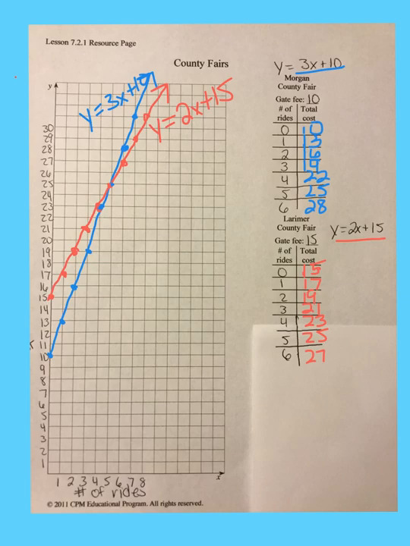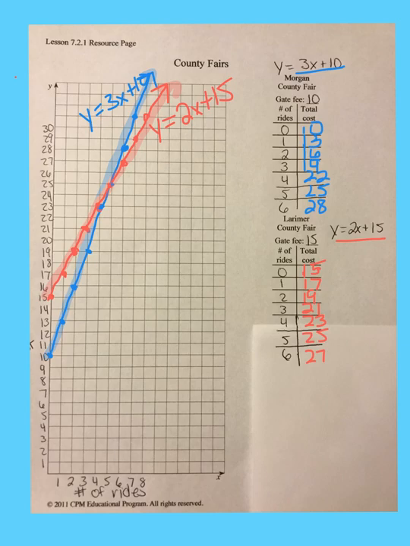So you can see that for the Morgan County Fair, I drew the blue line, and it crosses the y-intercept at 10 because that is how much it costs to get into the gate, $10. The slope of the line is 3 because it's $3 per ride. And you can see that originally the Morgan County Fair is cheaper because it costs less to get in, although the rides cost more. Then I drew the Laramie County Fair, and that one costs $15 to get in, but the rides are only $2 per ride.